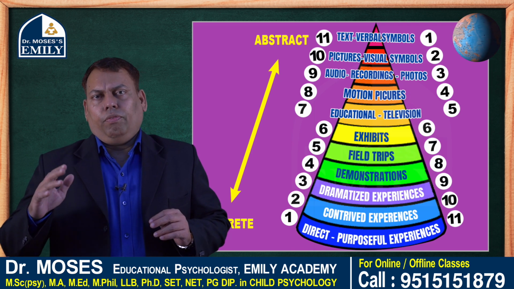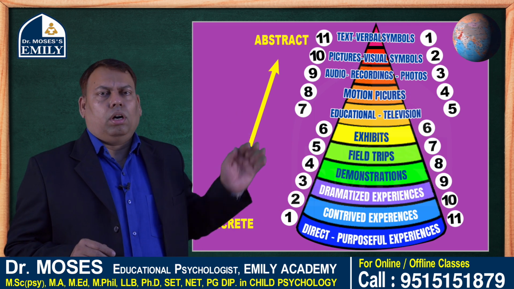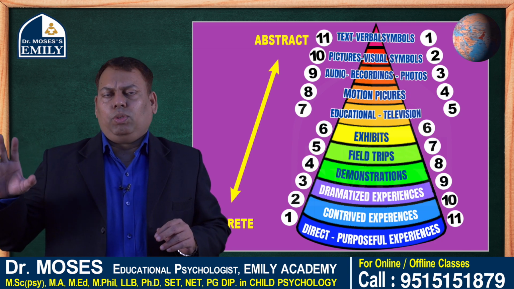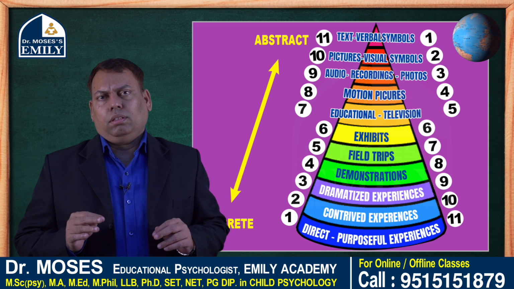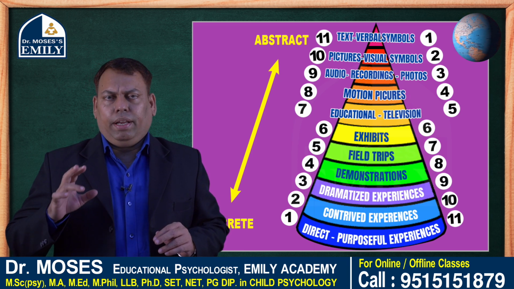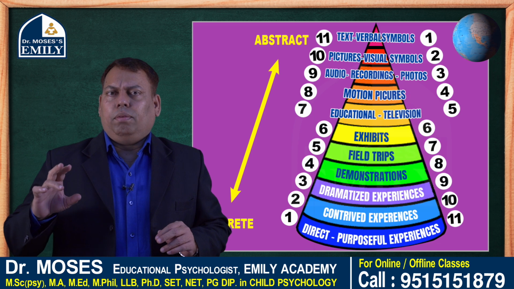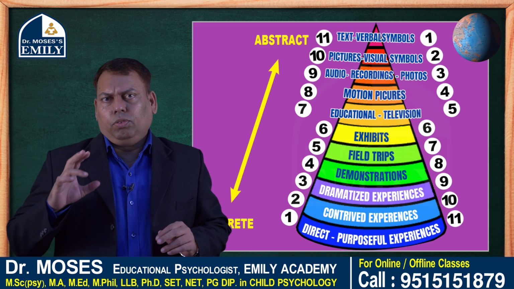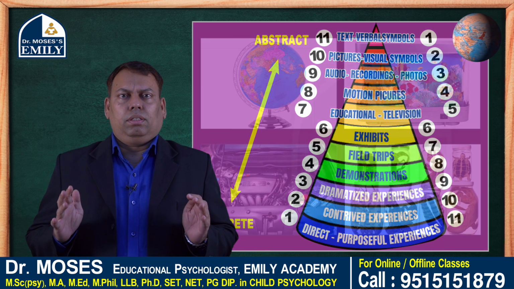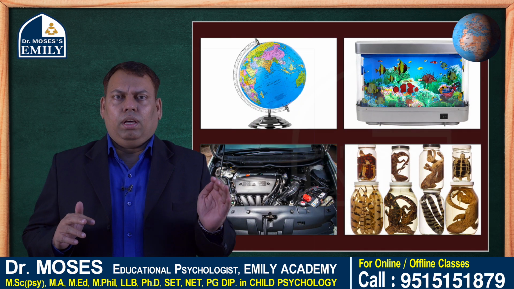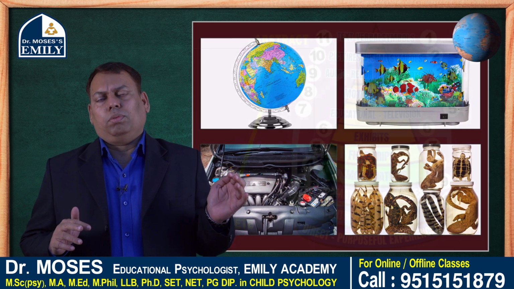In Edgar cone of experiences, from bottom to top, first one, direct and purposeful experiences. Second one, contrived experiences. The third one, dramatization. Fourth one, demonstration. Fifth one, field trips. And the sixth one, exhibits. Exhibits means models, working models, dioramas, mock-ups.